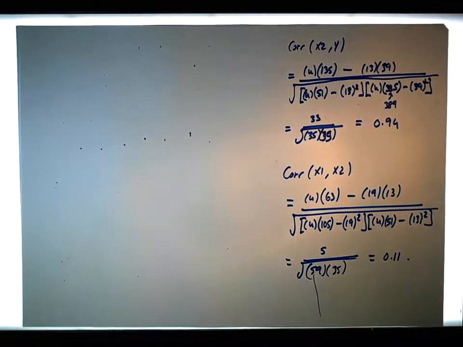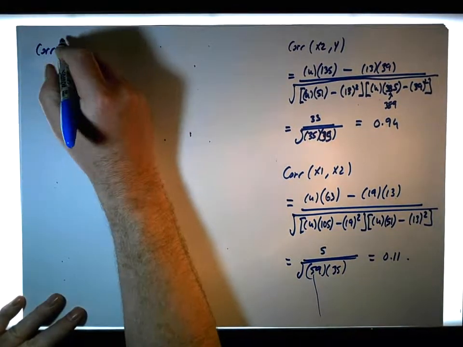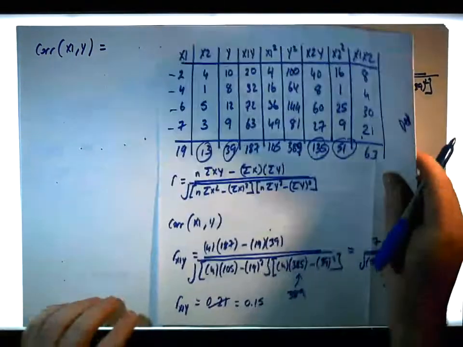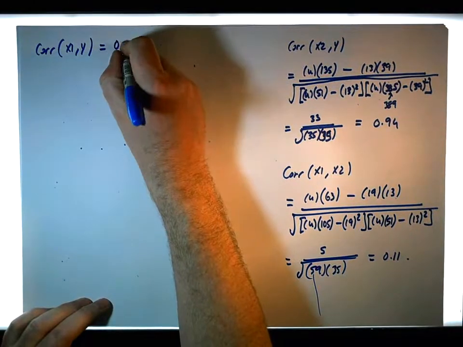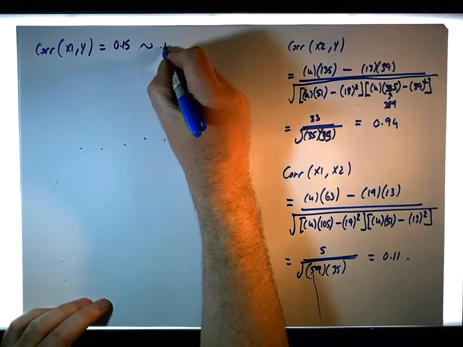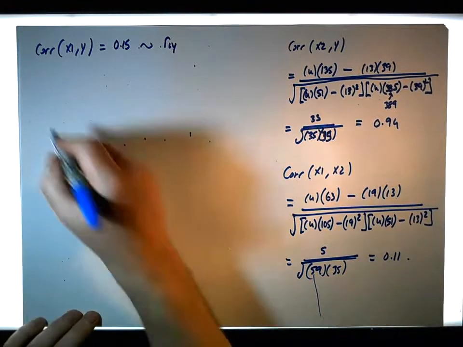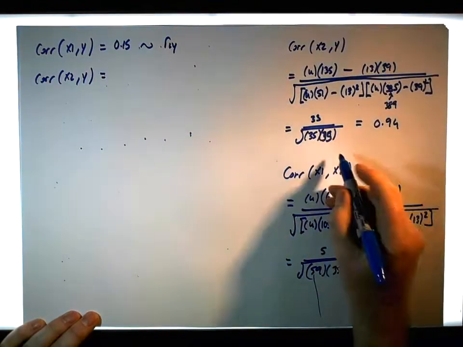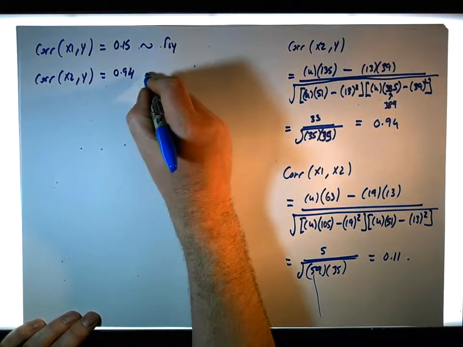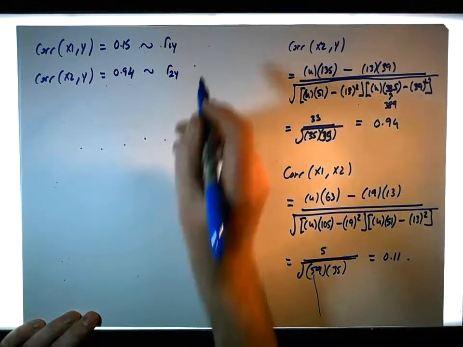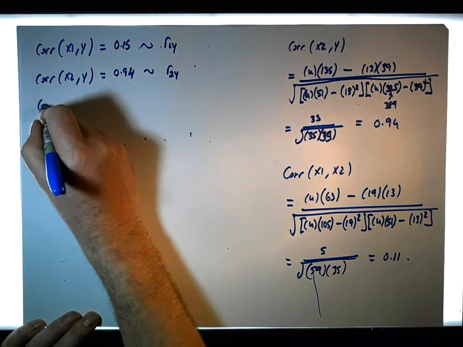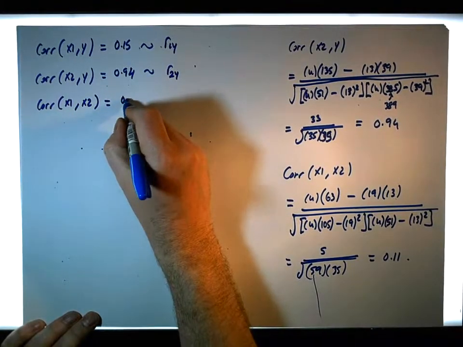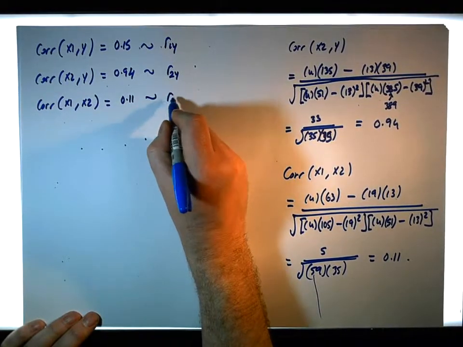Okay, so we now have our three correlations. Let's just write them down. The correlation between the first independent variable and the dependent variable is equal to 0.15. That's effectively R1y. Then we have the correlation between the second independent variable and y, which we just calculated to be 0.94. That's effectively R2y. And finally we have the correlation between the two independent variables, which is 0.11, and that's effectively R12.